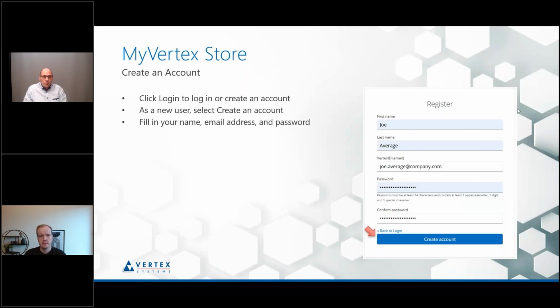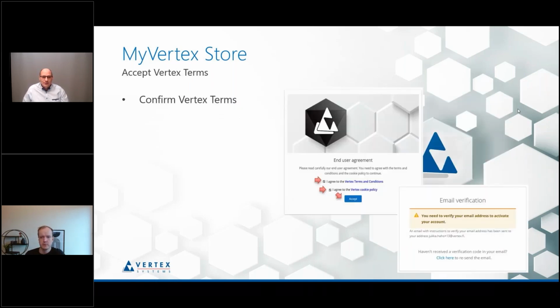So now we go first to My Vertex store, and in the top right corner is the login button. From there you can also press the create account button. Now we have this dialog where you need to put in your name, your email address, and then a password. When you have done that, there will be a question to confirm and accept the Vertex terms. Then you will be informed that an email verification has been sent to you.